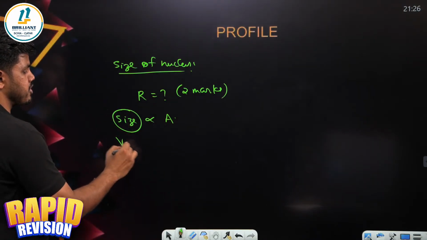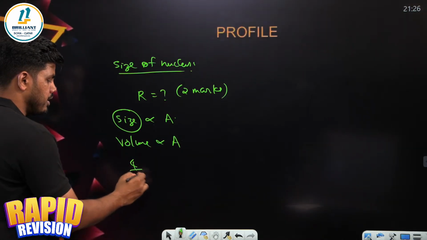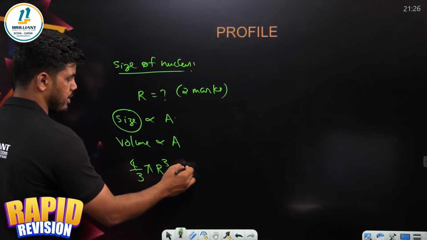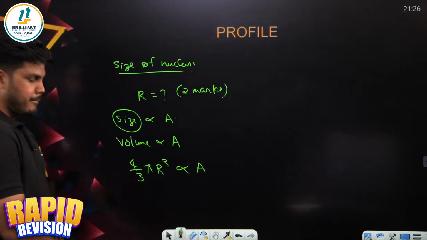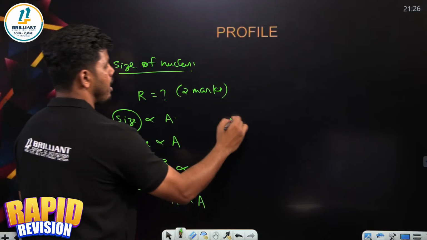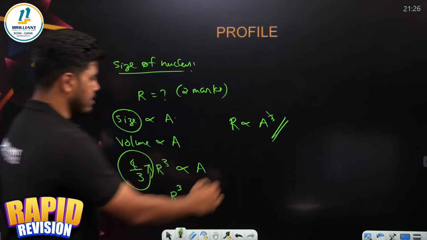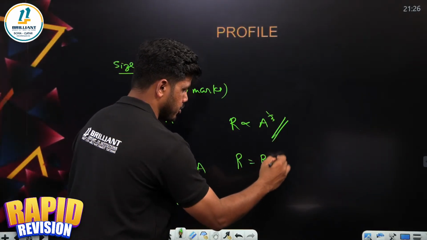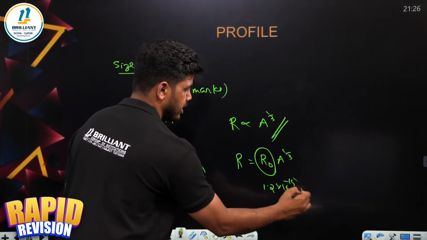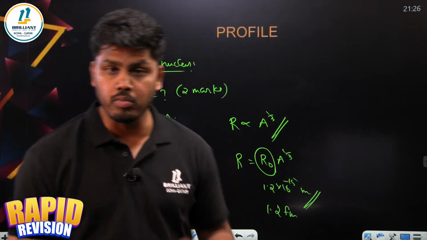This size we measured as the volume of the nucleus. Volume should be proportional to mass number, and assuming the nucleus as a perfect sphere of radius r, volume will be 4/3 pi r cubed, proportional to A. 4/3 pi is a constant. I'll say r cubed is proportional to A, or r is proportional to A raised to 1/3. R is equal to the proportionality constant R0 times A raised to 1/3. This R0 was 1.2 into 10 raised to minus 15 meters, right? 1.2 Fermi, fm. Yes, this derivation, 2 marks, very easy.